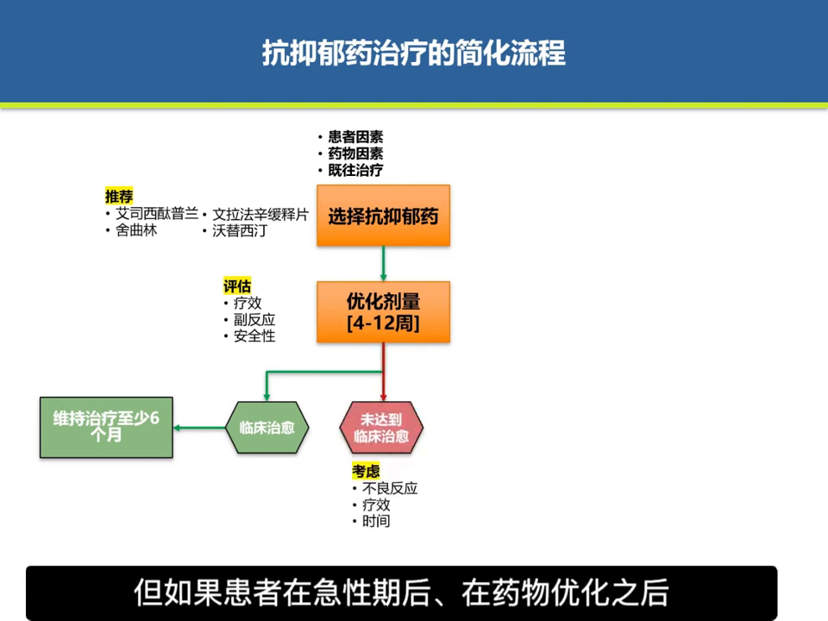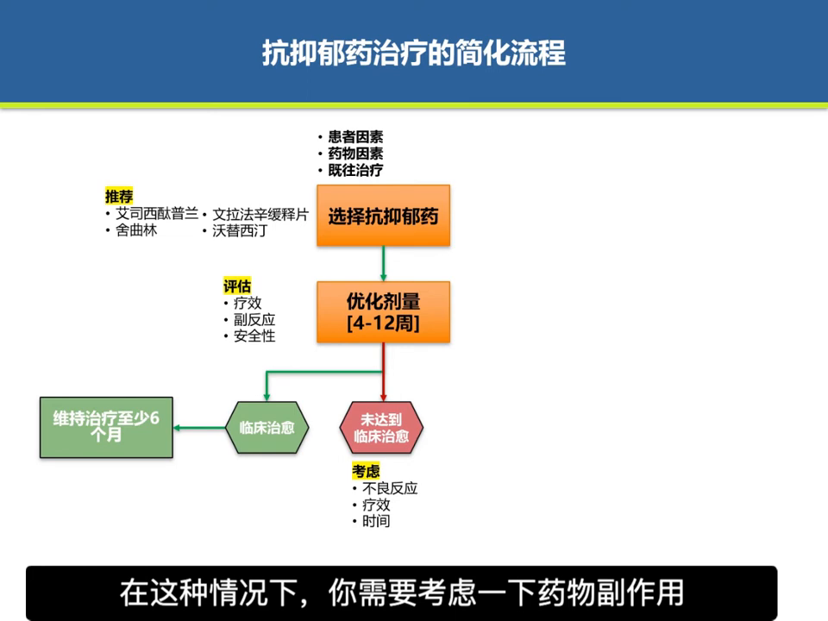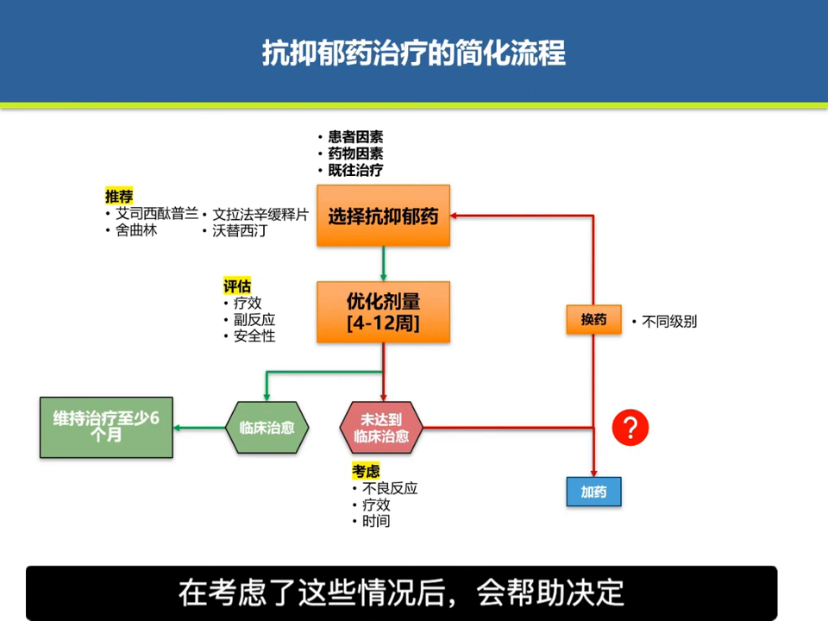But what if patients are not in remission, if they're not well with acute treatment and the medication has been optimized? Well, then you need to consider side effects that they might be experiencing to the medication, the kind of response that they have to the antidepressant, and the amount of time that you have in terms of dealing with their depression. And the importance of this assessment is that then the treatment decision is whether you switch medications or whether you add an adjunctive agent.